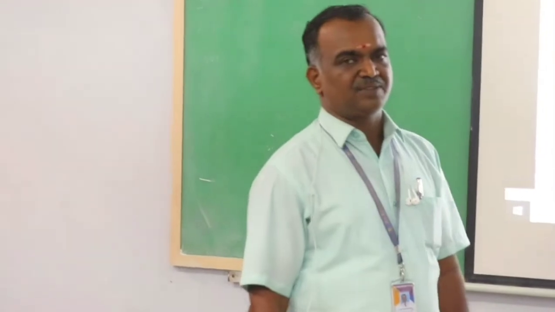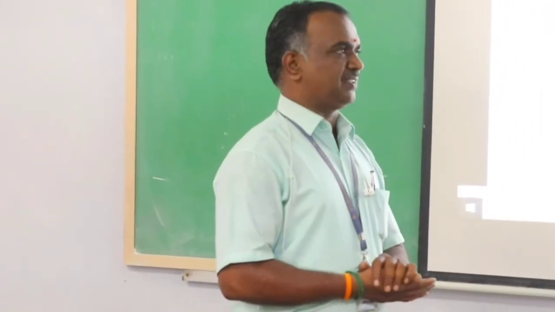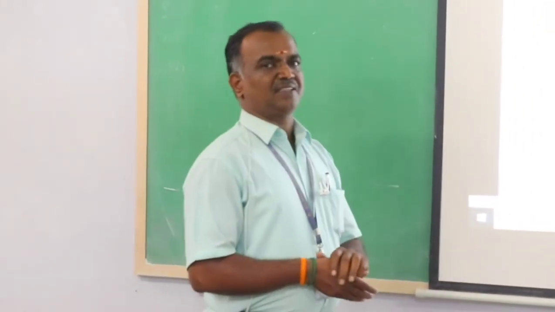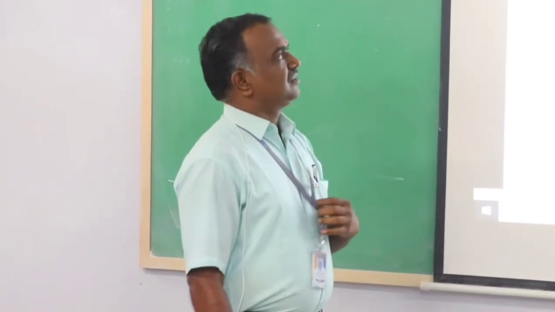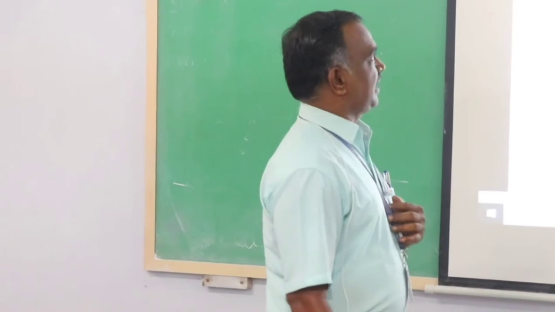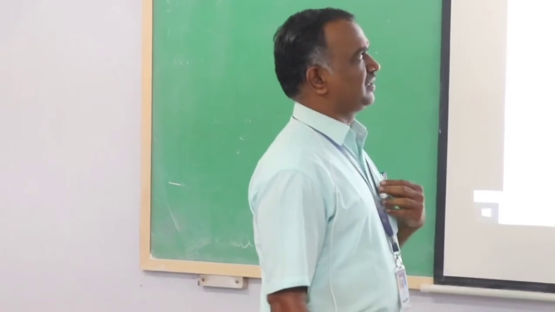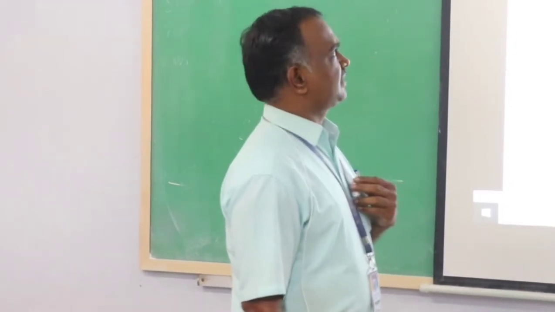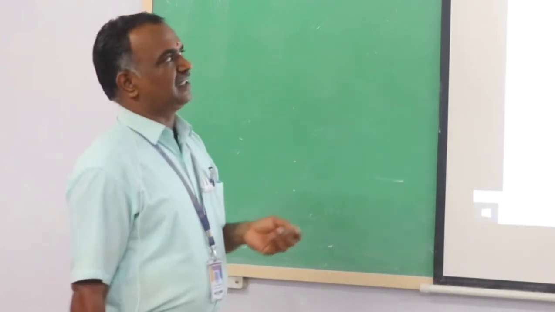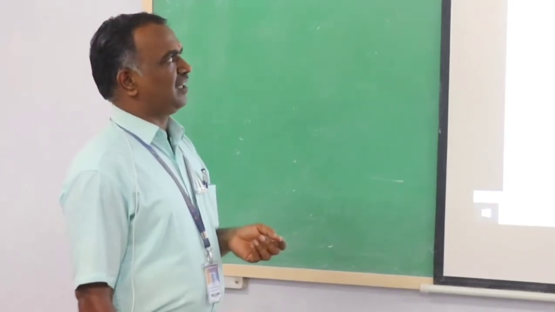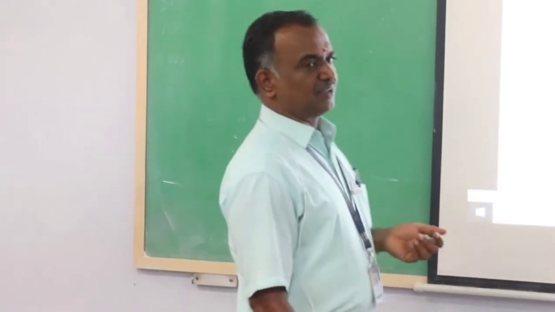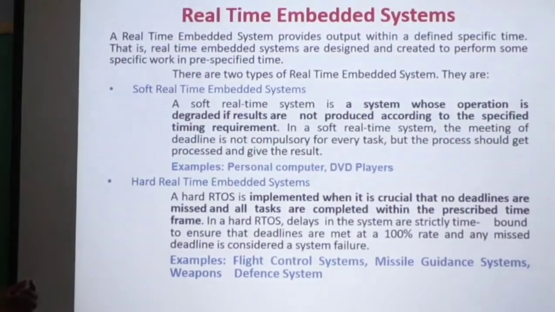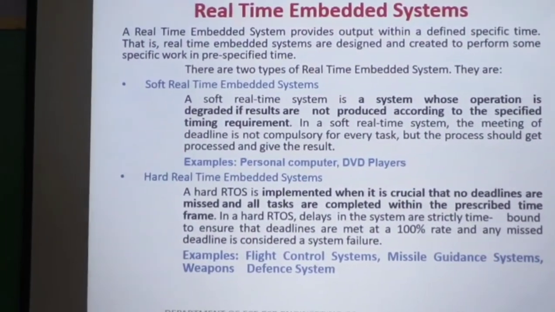Real-time embedded system. The system function depends on the time, that is, within the defined specific time, a real-time embedded system provides the output within a particular specific time. They are designed and created to perform some specific work in a predefined time. There are two types of real-time embedded system. First one, soft real-time embedded system. Another one is hard real-time embedded system.